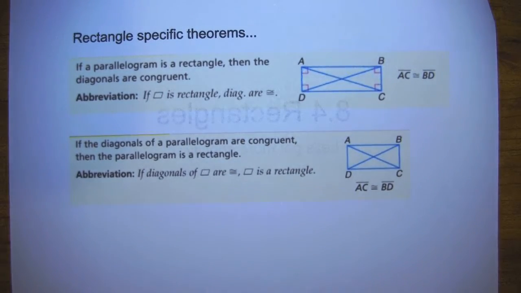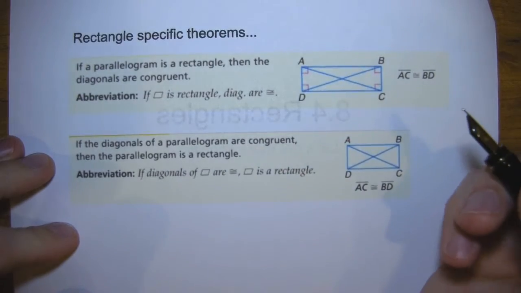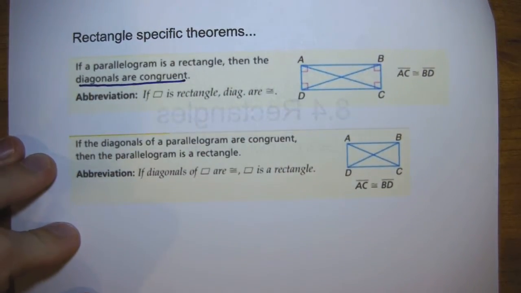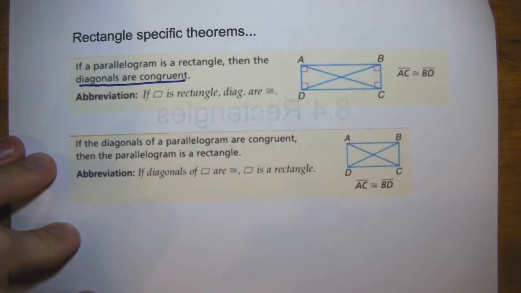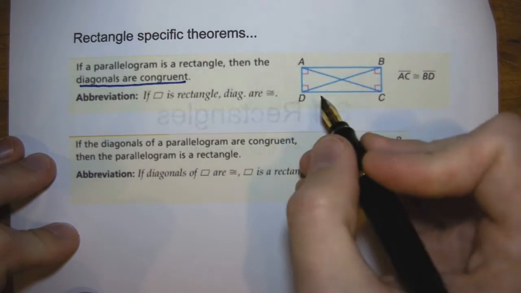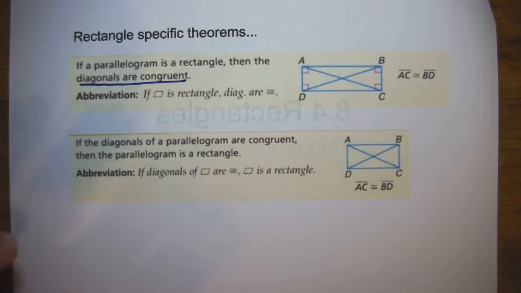Take a look. If a parallelogram is a rectangle, so again, those 4 sides and 4 right angles, then that also means the diagonals will be congruent to each other. So in other words, if I know I've got a rectangle, with 4 right angles and those 4 sides, then cool, AC and BD have to be congruent. Well, let's see if we can work out why that is.